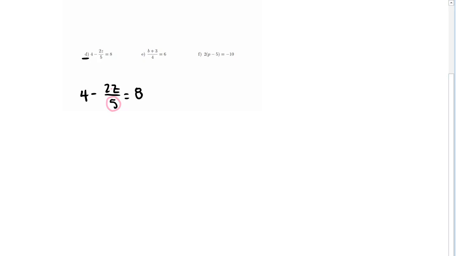I would undo this with subtraction by 4 to both sides. Then I would undo this division by 5, and I would undo this multiplication by 2. And that would get my z variable very close to being alone, and we'd be able to identify what that value of the variable ought to be to make the equation true.